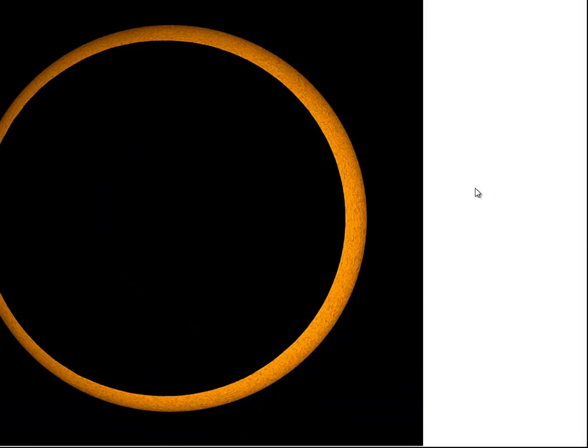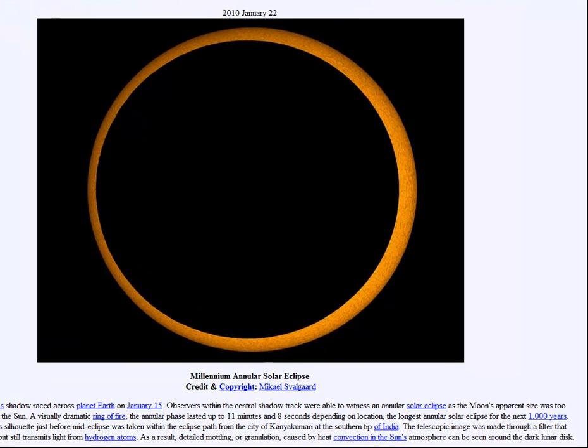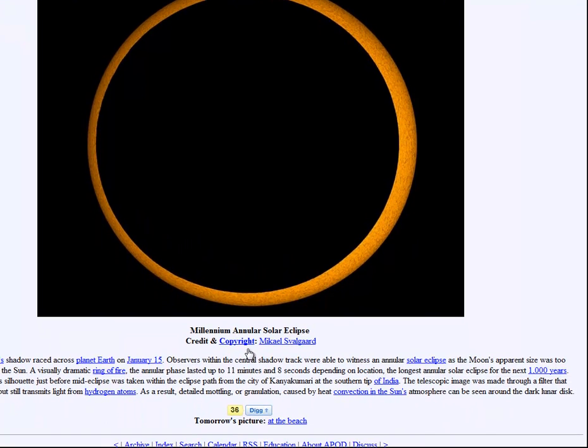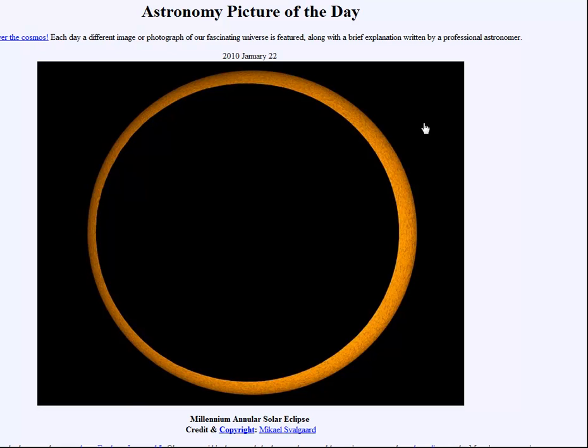So here is a picture of the sun; you can't see all of it because the camera's not going out there. It's from Astronomy Picture of the Day from January 22nd, 2010. I don't know exactly what the date was. Let me see if it says down there. This was on June 15th, 2010. This supposedly is the best picture ever, highest quality. You can see the granulation of the sun in the background.